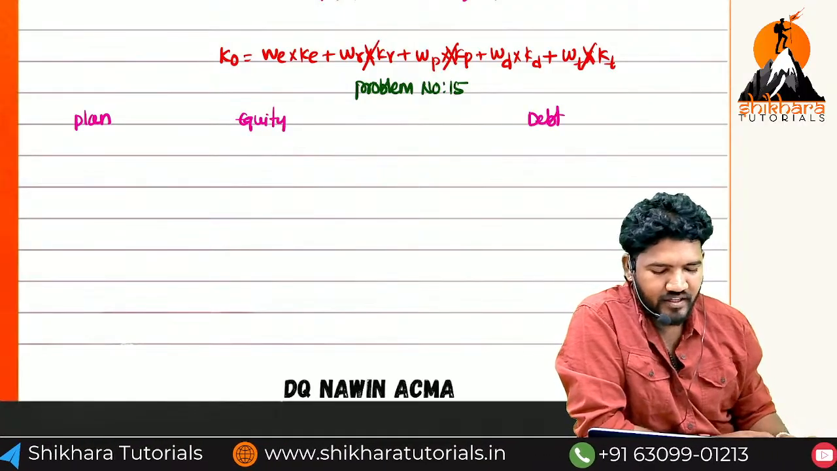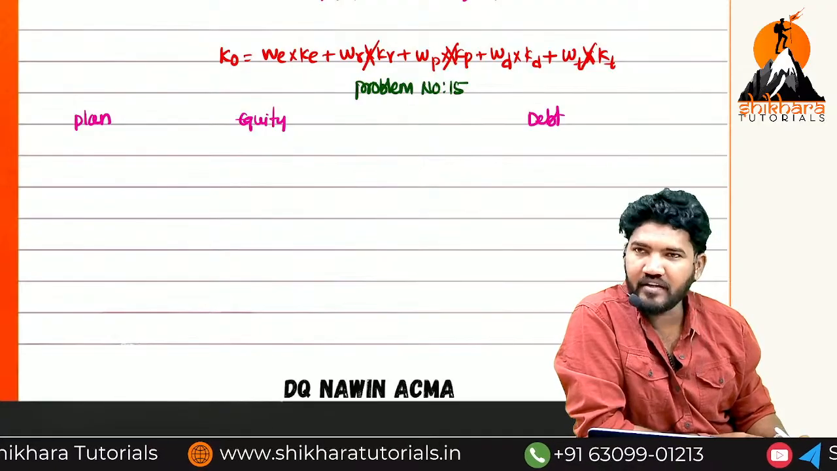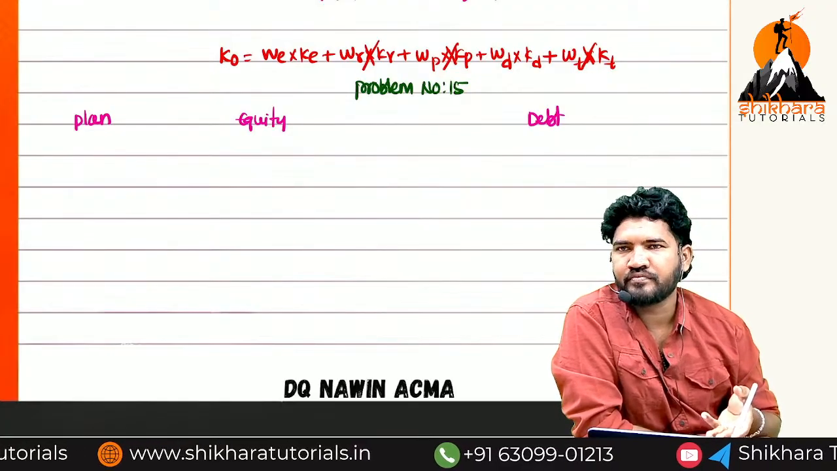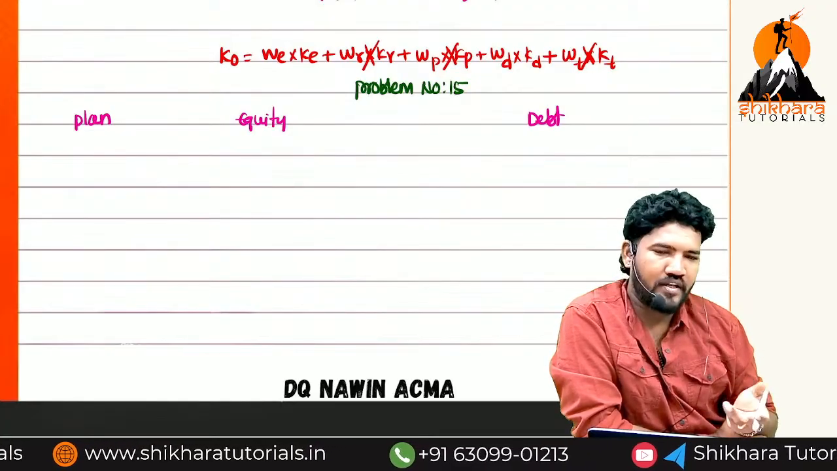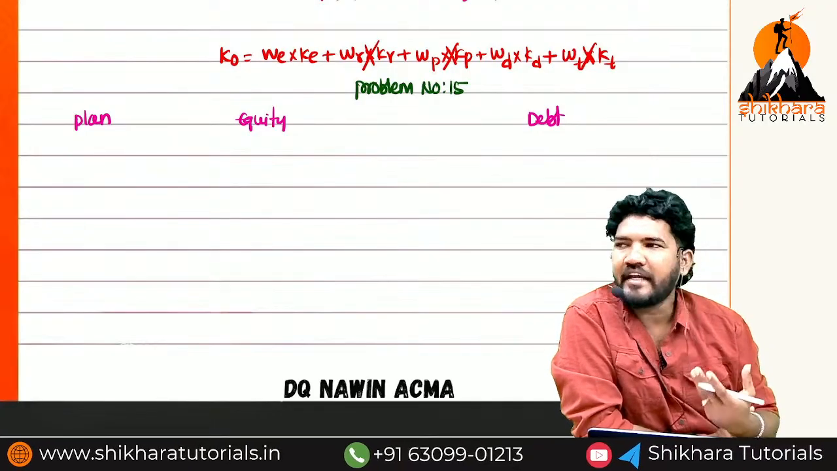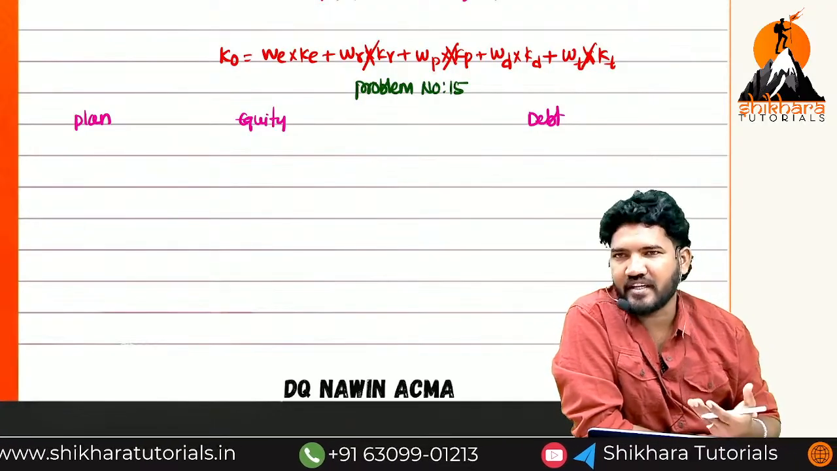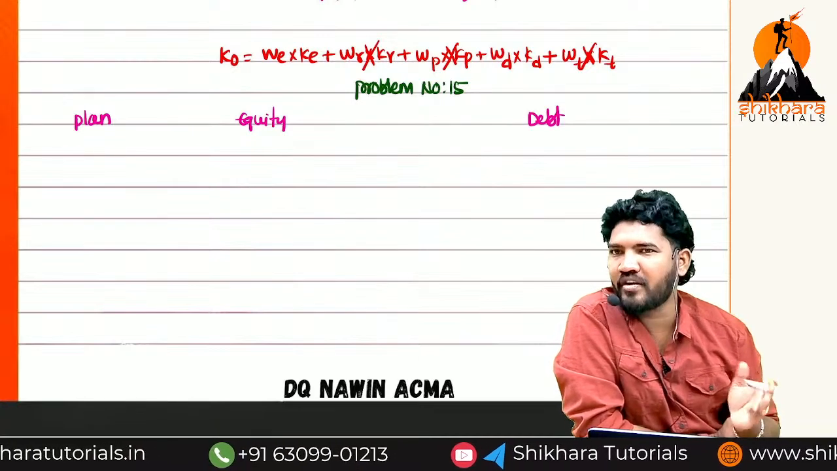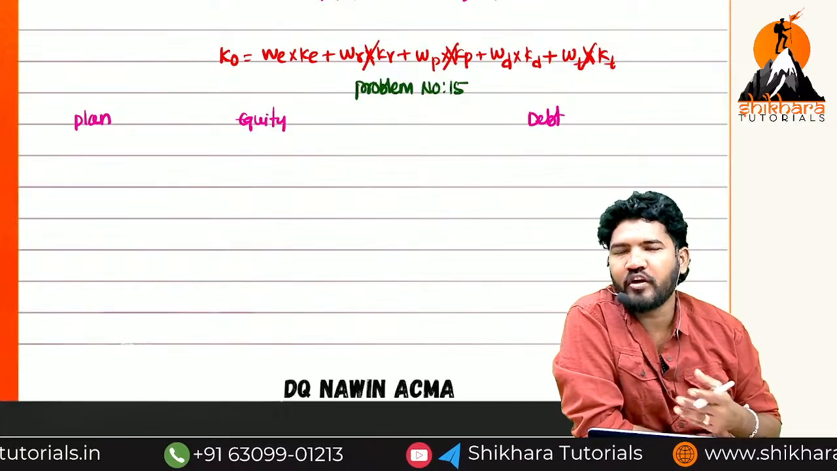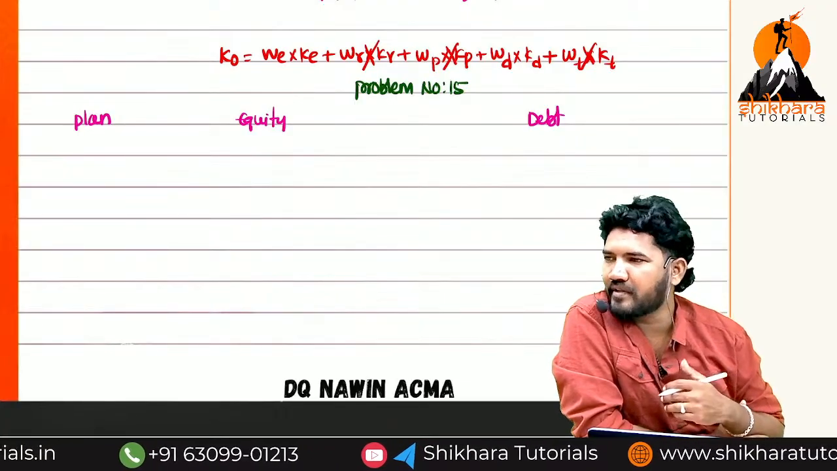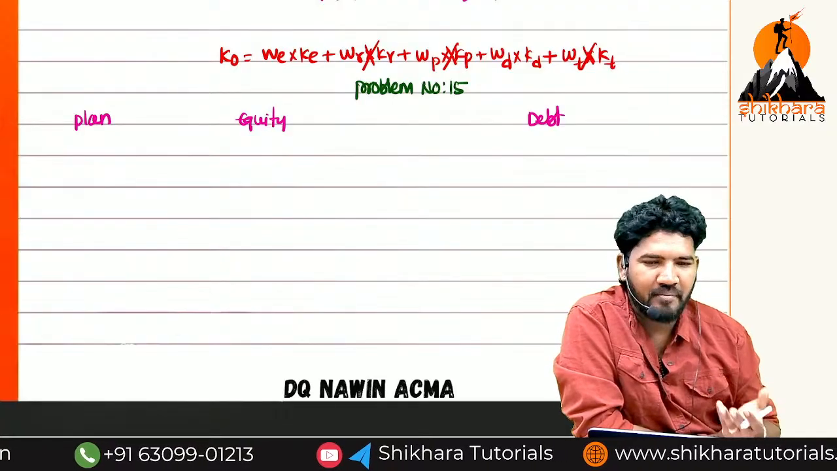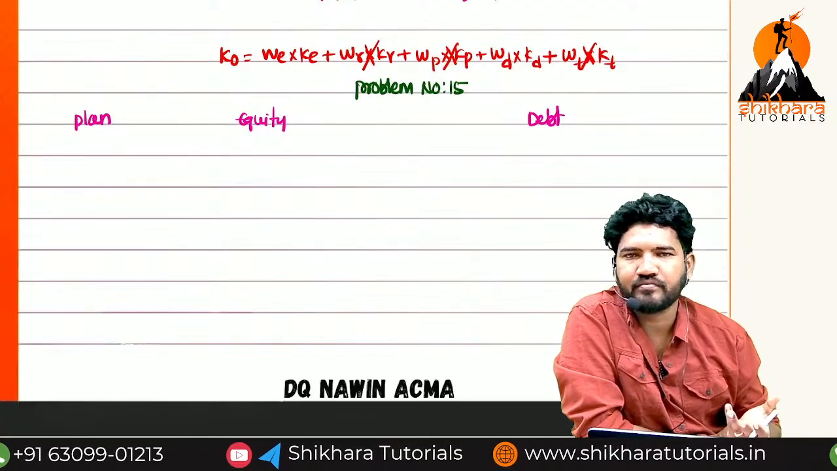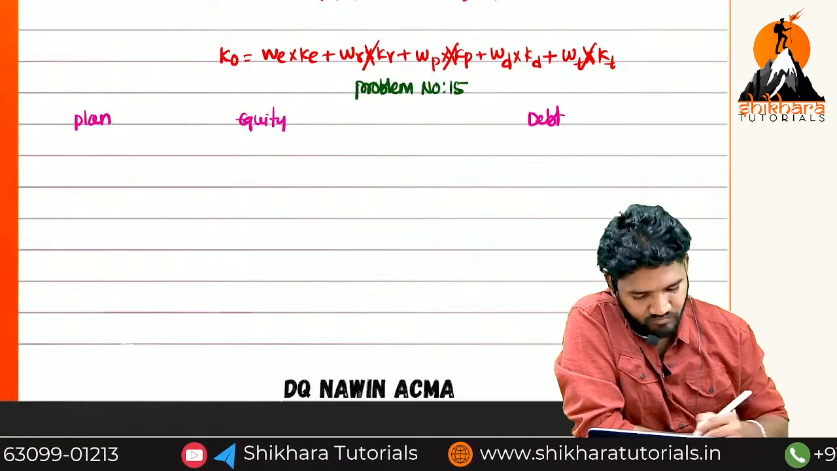KP is not there, KR is not there, KT is not there. They provided only 2 sources. Another concept is there. Equity represents equity share capital plus retained earnings. Debt represents debenture plus term loan or bank loan. The only thing missing here is preference share capital. So whatever is missing, we take the given ones for KO, and assume the missing ones as 0.